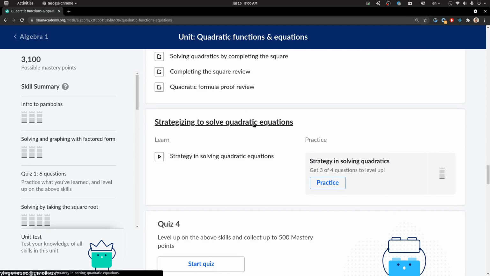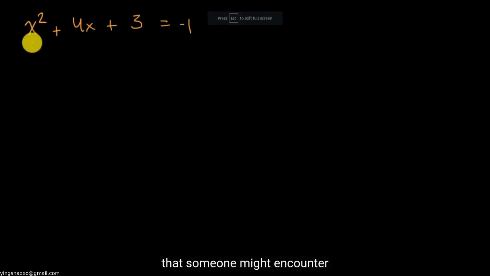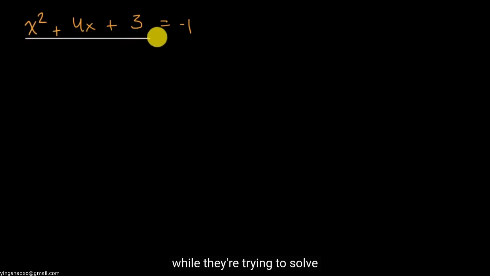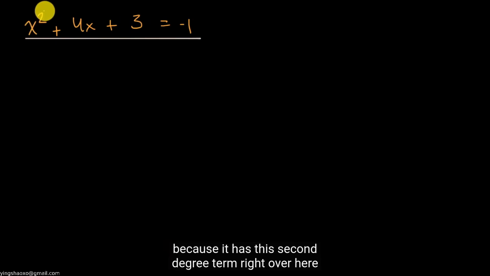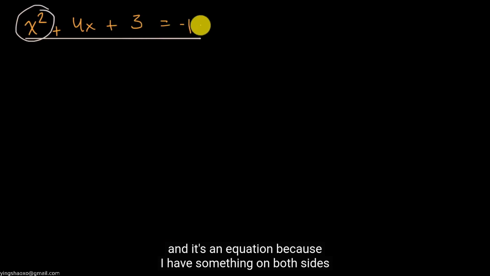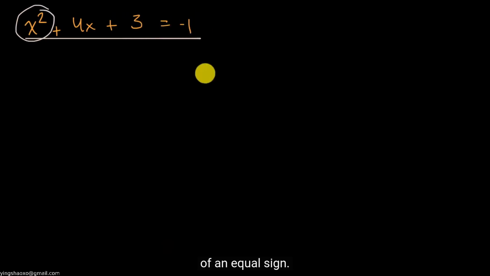Strategizing to solve quadratic equations. In this video, we're going to talk about a few of the pitfalls that someone might encounter while trying to solve a quadratic equation like this. Why is it a quadratic equation? Well, it's a quadratic because it has this second degree term right over here, and it's an equation because I have something on both sides of an equal sign.